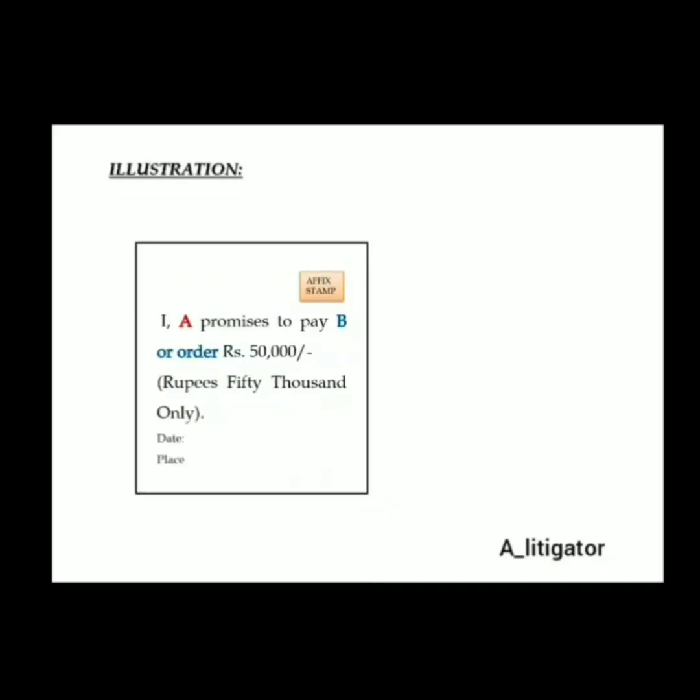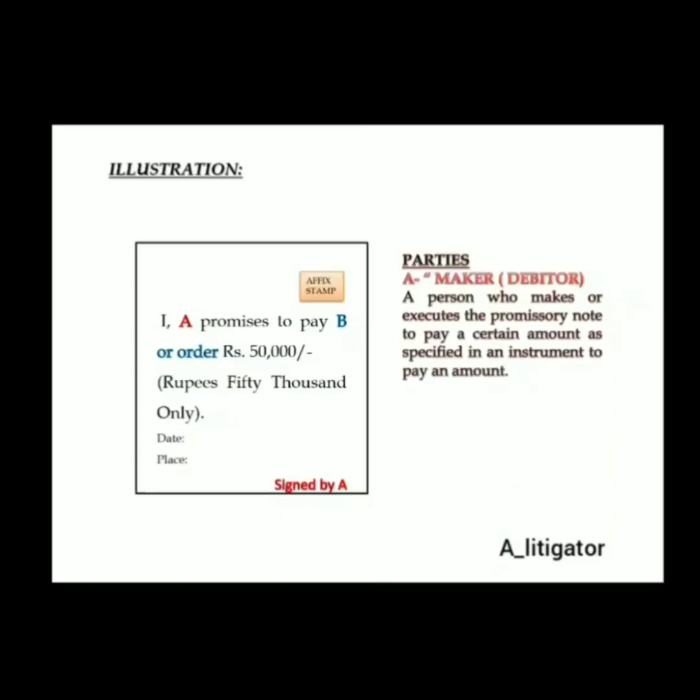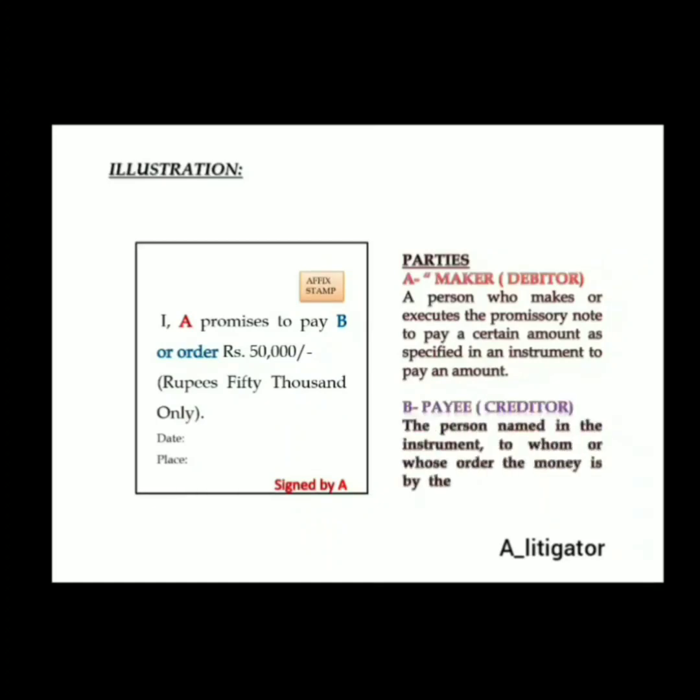In a promissory note there are two parties: 1. Maker. 2. Payee. I'll explain clearly with the following illustration. A is the maker, the debtor, the one who is liable to pay. A person who makes or executes the promissory note to pay a certain amount specified in the instrument. B is the payee, the creditor, the one who receives money. The person named in the instrument to whom, or to whose order, the money is directed by the instrument to be paid.